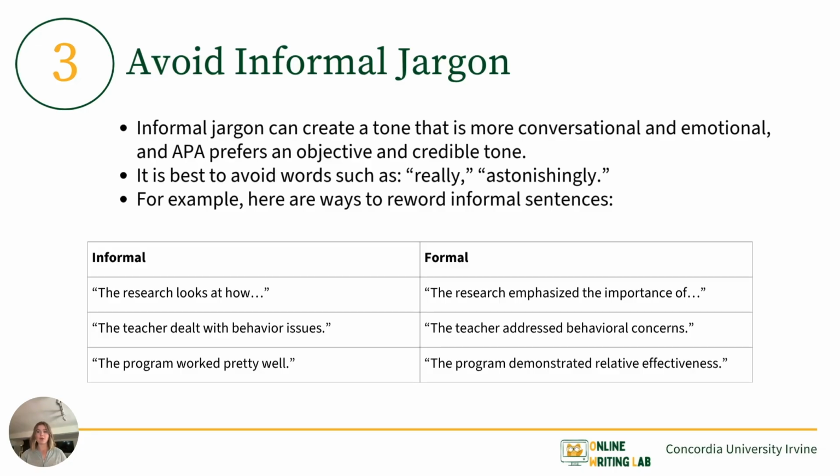Here are some examples of ways to reword informal sentences. Instead of the research looks at how, you could write the research emphasized the importance of. Instead of the teacher dealt with behavior issues, you could write the teacher addressed behavioral concerns. Instead of the program worked pretty well, you could write the program demonstrated relative effectiveness. Notice how the more formal versions of each sentence focus on an objective tone and use more academic language.